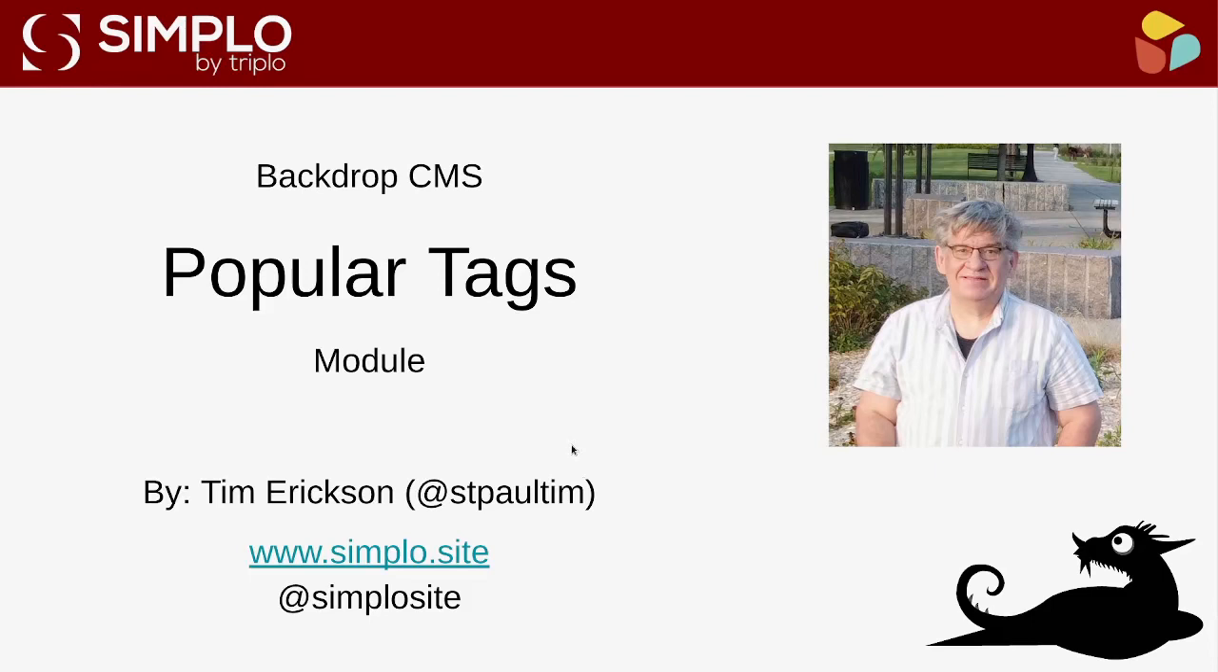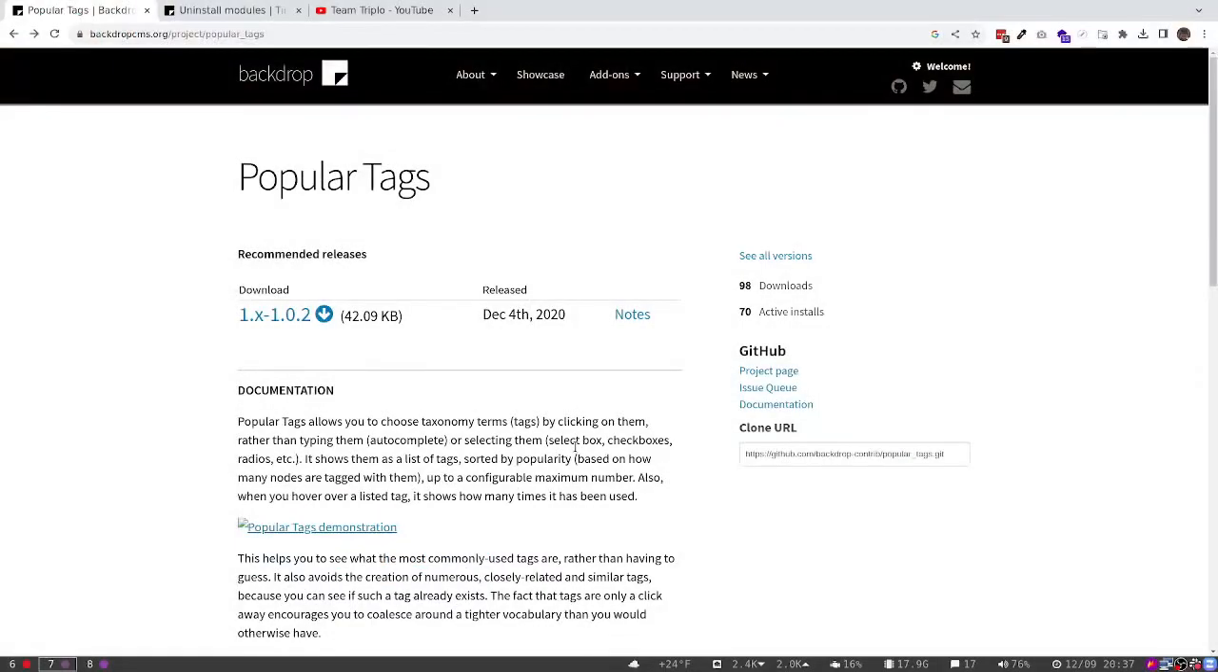This one is about the contributed module called Popular Tags. Popular Tags is a module that serves a purpose, which I ran across recently in a little personal project I was working on. So the Popular Tags module, like most other contrib modules, can be found on backdropcms.org.